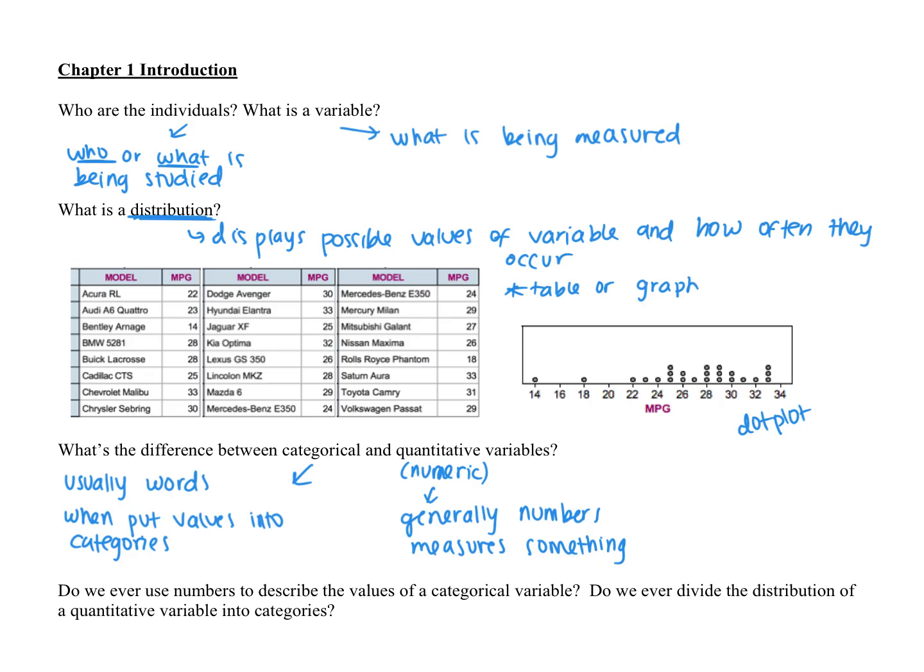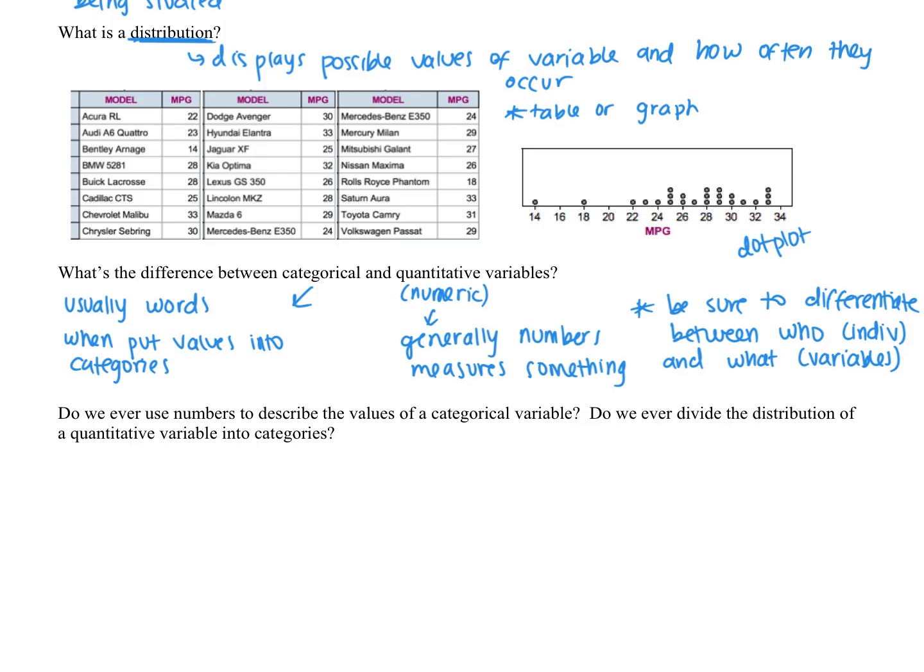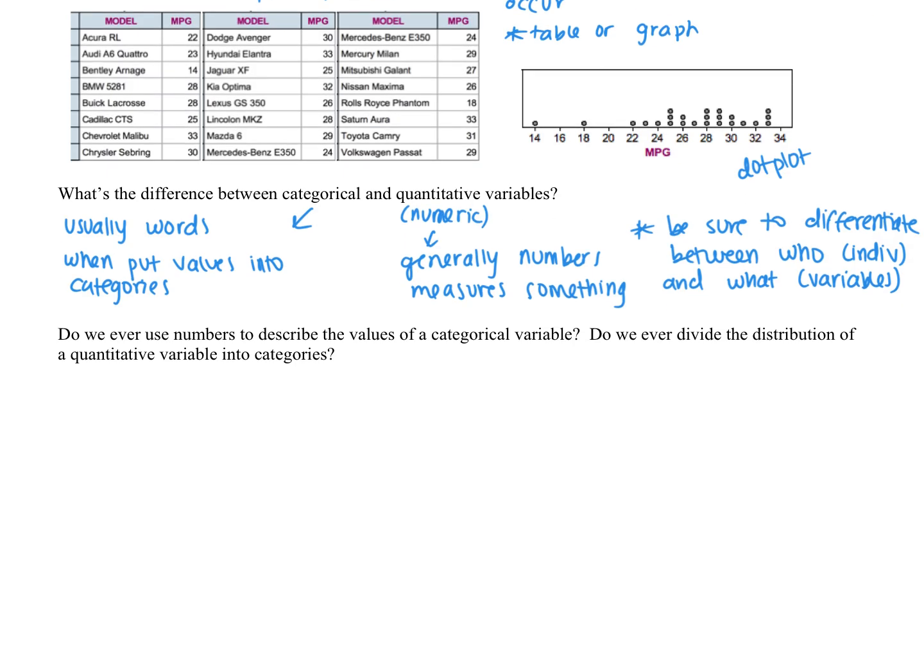People can get tripped up here when deciding categorical or quantitative variables. Like, people will sometimes look at this table and say, well, this is quantitative variable because of the car. The car, though, is not a variable. So it's really important when you have data that you identify what are the individuals, what's actually being measured. So we need to be sure to differentiate between the who, so the individuals, and the what, which are the variables. So we need to pay attention to who are we asking or sampling, those being the individuals, and what is actually being measured.